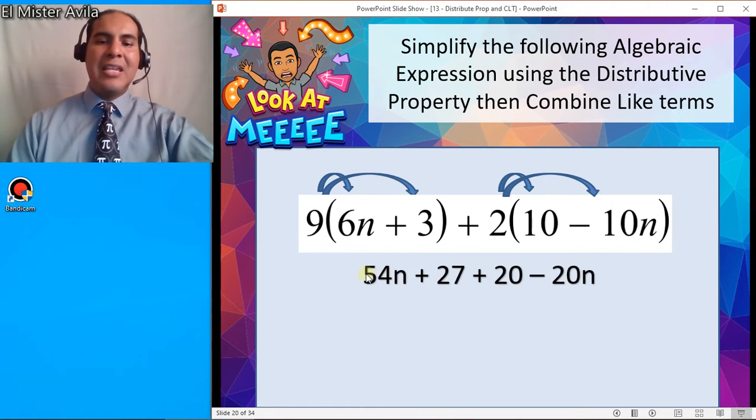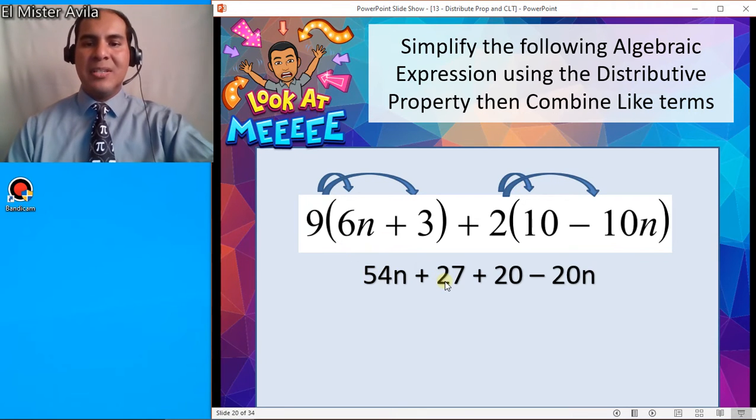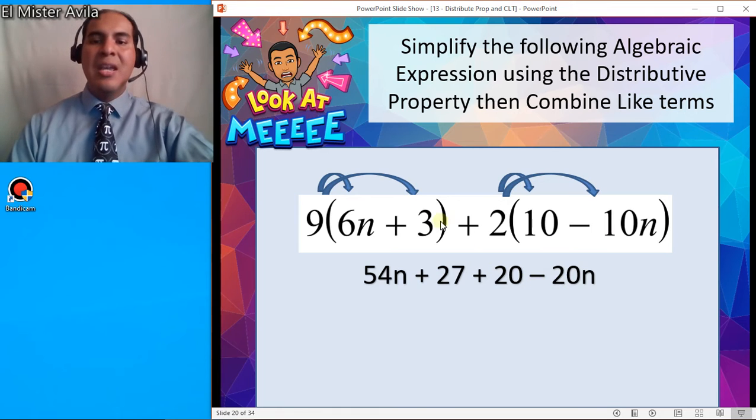9 times 6 is 54. 9 times 3 is 27. 2 times 10 is 20. And 2 times negative 10 is negative 20. And we bring all that down in order.